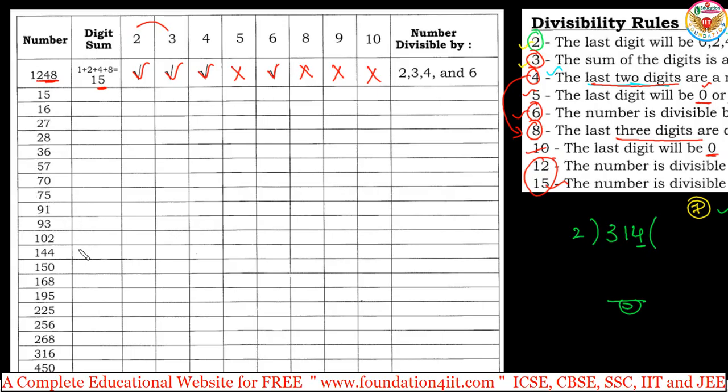So like this you can do each and everything. For example, let me take 168. 1 plus 6 plus 8: 1 plus 6 is 7, 7 plus 8 is 15. The digit sum is 15, so it is divisible by 3. The last digit is 8, so divisible by 2. If 2 and 3, it will go with 6. The last digit is 8, so not 5. 68 is in the 4 table; check: 4 times 17 is 68, so divisible by 4. And 8: 168, yes, divisible by 8, because only the last 3 digits count. 168 is divisible by direct division. 9 is not, 10 is not.